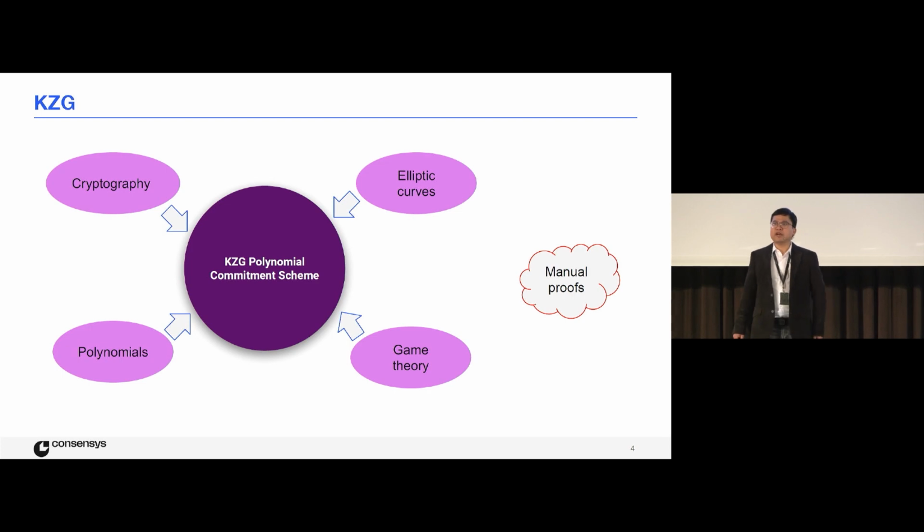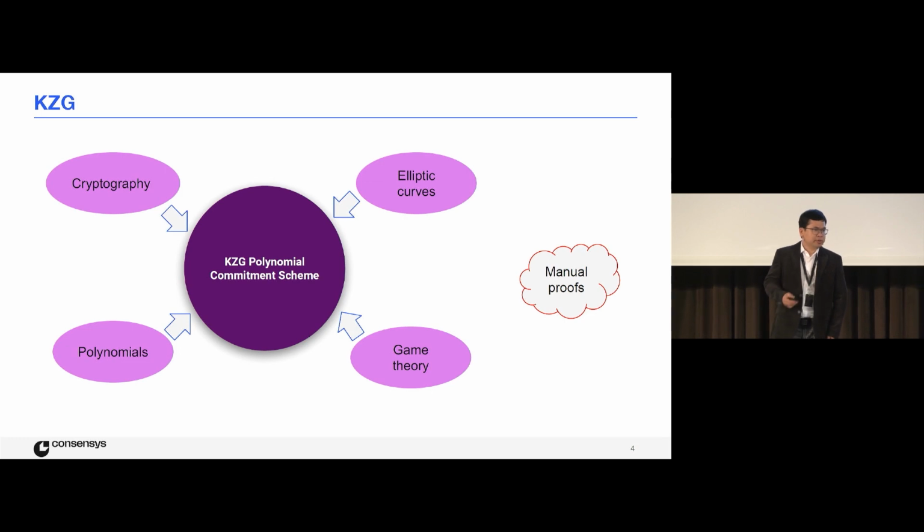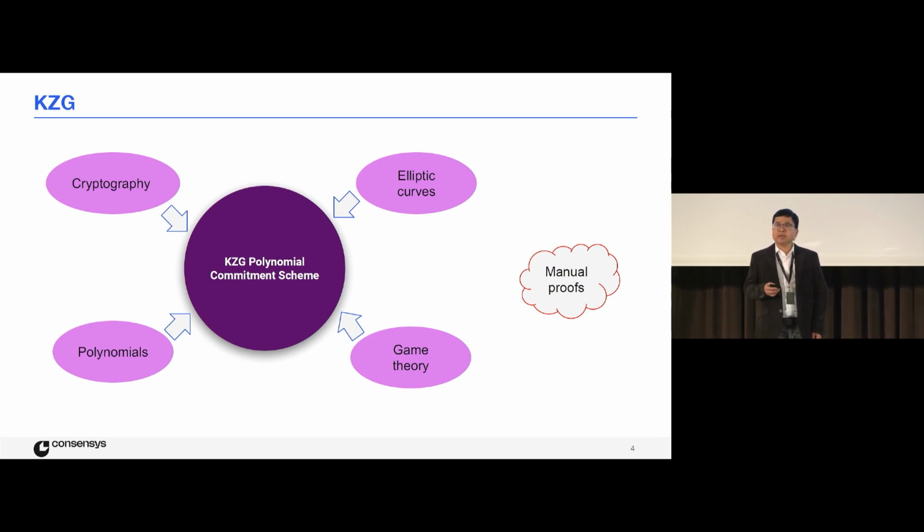The security of this approach is based on the cryptographic mechanism called the KZG polynomial commitment scheme. My presentation is at a high level, and you don't need to understand the technical details of what I show here to understand the rest of my presentation. You can see in the diagram that the commitment scheme is very complex, and it's based on knowledge of different areas like cryptography, polynomials, elliptic curves, and game theory.